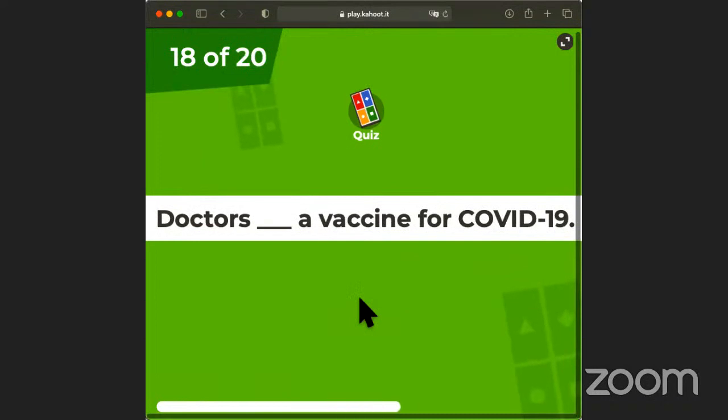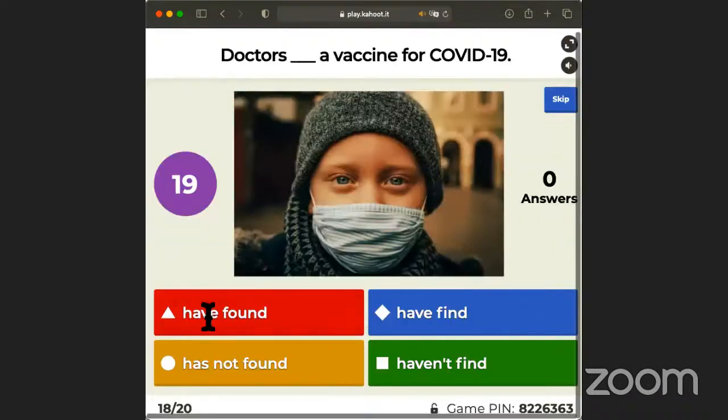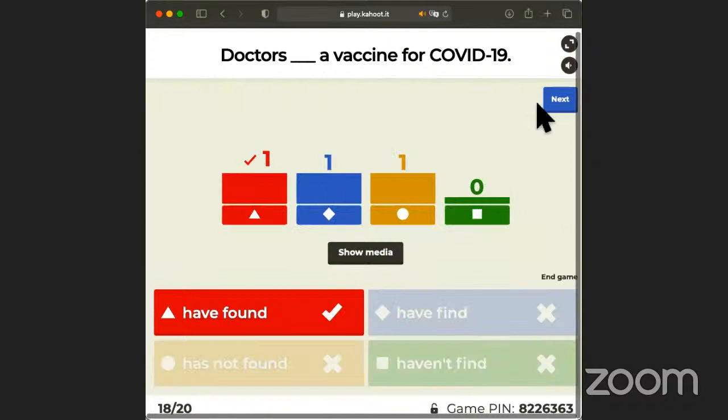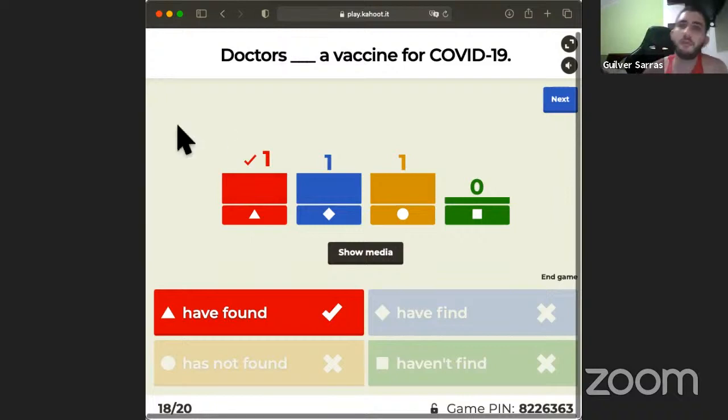Okay, doctors have found, have find, has not found, haven't find a vaccine for COVID-19. All right, we have many different types of answers. Let's see. Gilbert, can we read it, please? Doctors have found a vaccine for COVID.